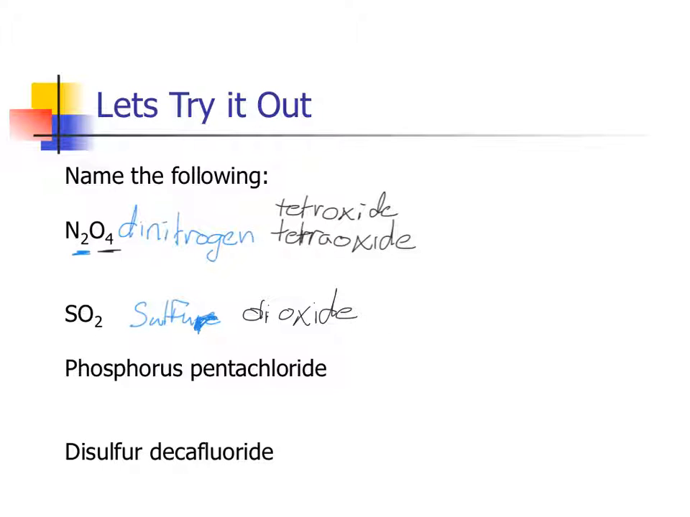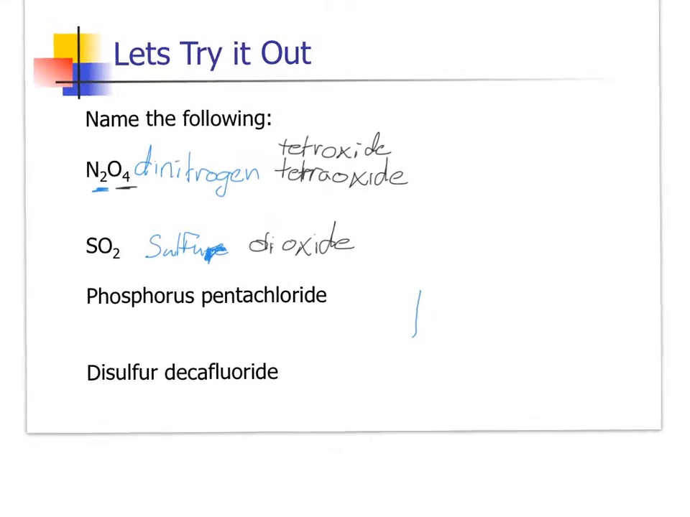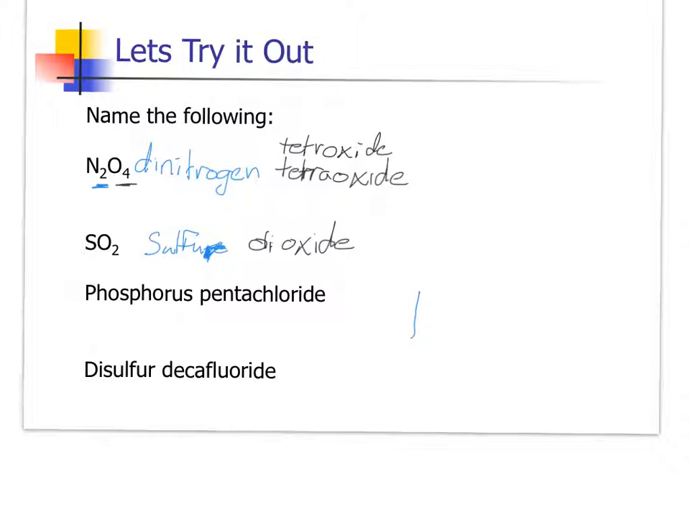So the next one we have here is phosphorus pentachloride. With that, how many phosphorus do I have? Well, it just writes the element's name, so it's just 1, and so it's P. And then the next part I have is penta. The penta indicates that I have 5 of them, and I have chloride.